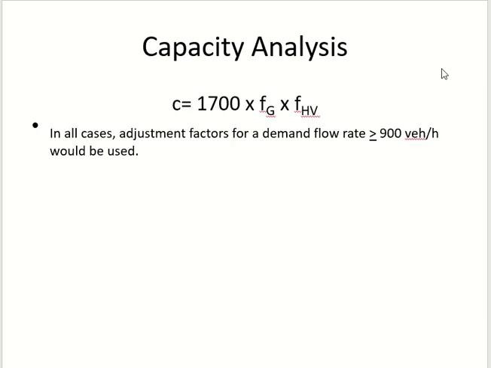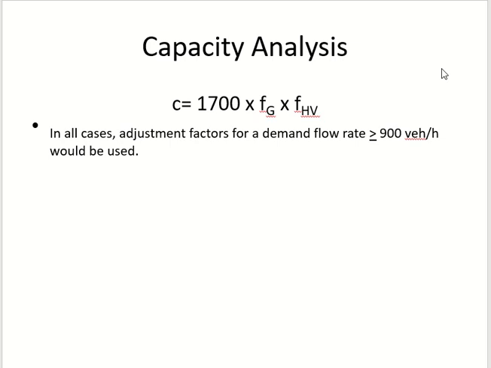Moving on. This is how we calculate the capacity of one direction of a two-lane highway. Okay, so this 1700, I mentioned it earlier as well. This is the maximum flow in one direction for two-lane highway.